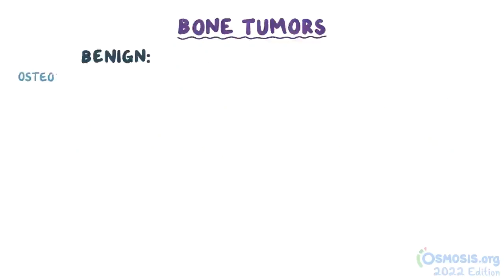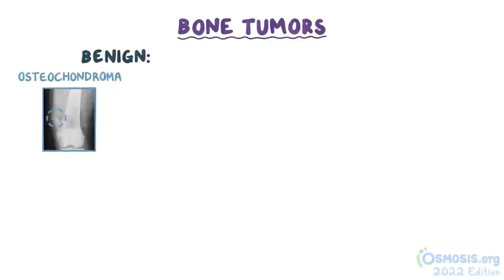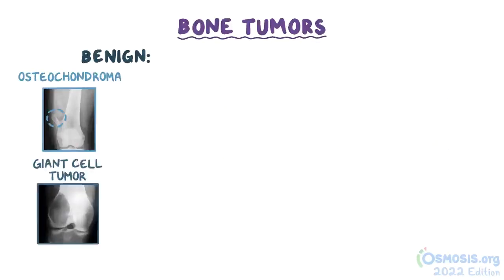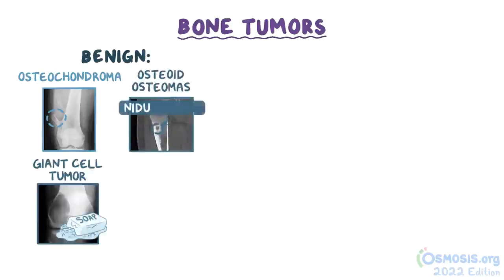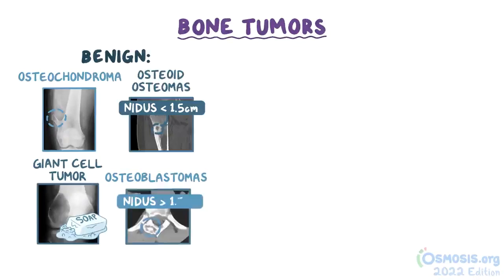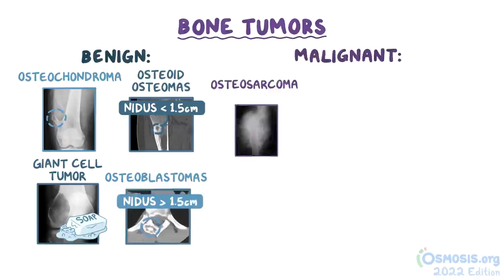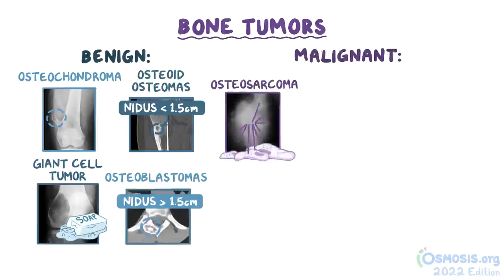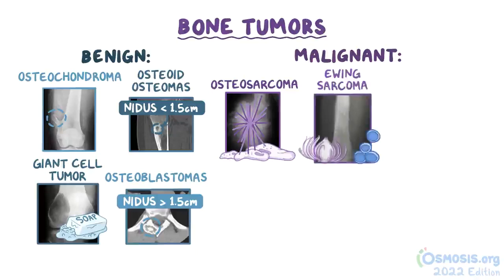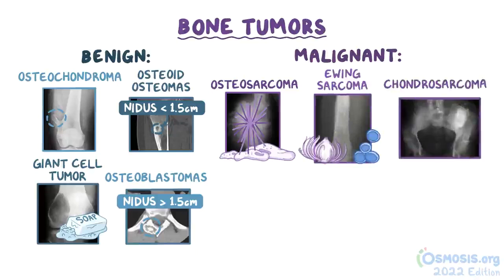Benign tumors include osteochondroma, which presents with exostosis, giant cell tumor, which has giant cells and looks like soap bubbles on X-ray, osteoid osteoma, characterized by a nidus less than 1.5 centimeters, and osteoblastoma, whose nidus is greater than 1.5 centimeters. The primary malignant tumors include osteosarcoma that are made of large pleomorphic cells and have a sunburst appearance on X-ray, Ewing sarcoma that has round blue cells and a sliced onion appearance on X-ray, and chondrosarcoma, which has large multinucleated chondrocytes and a moth-eaten appearance on X-ray.